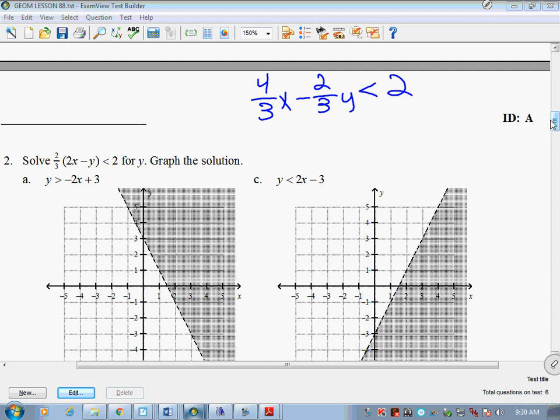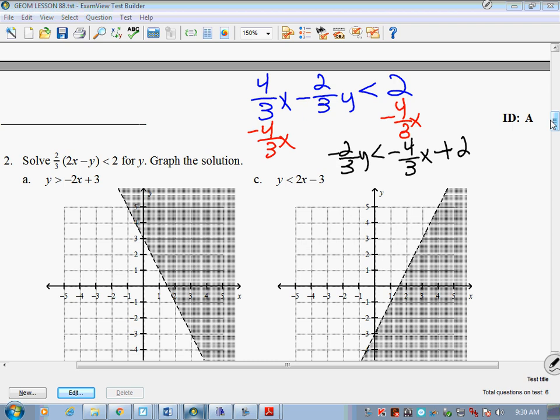Now, I want to solve for y. What's the next thing to do in solving for y? Subtract what? Minus 4/3 x from both sides. All right? So as I rewrite that, I'm getting negative 2/3 y is less than negative 4/3 x plus 2. Okay? What's the last thing I need to do?